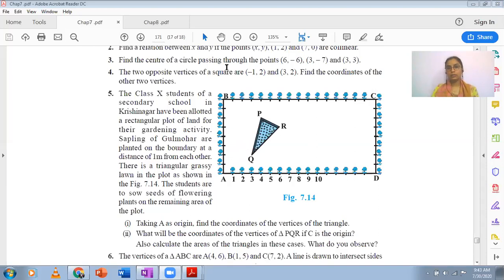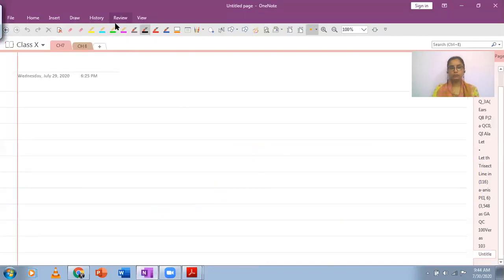Find the center of a circle passing through the points as given. I told you that if you take the center as (x, y), let's take the center as C or O, and these points through which the circle passes will be the 3 points on the boundary. The logic we will use here is that each of these points is a point on the circumference, so their distance from the center will be equal as they all represent the radius of the circle. So that's what we're going to use here.